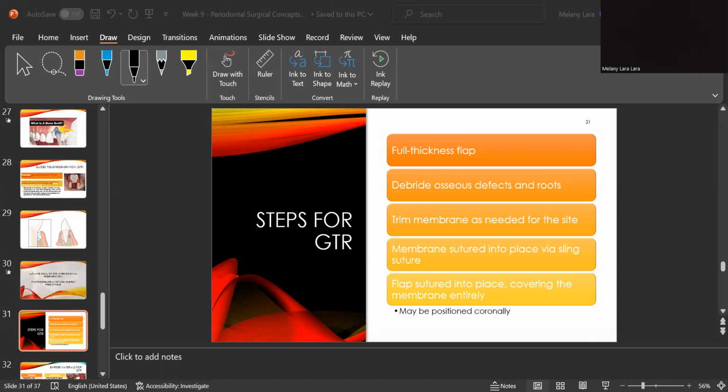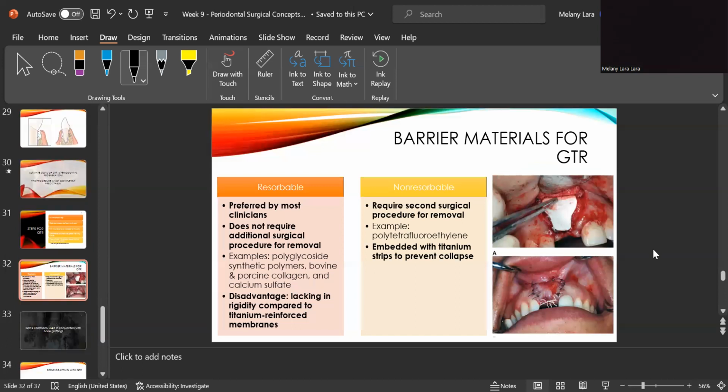All right, so for the materials that we can use, we have resorbable and non-resorbable. Nine times out of ten, surgeons are going to be using resorbable. Okay, they don't have to cut that tissue back open to remove the membrane. That's just unnecessary trauma, especially when we have really good products out there that are resorbable, okay? So resorbable are going to be preferred by most clinicians because we don't have to bring them back for it.